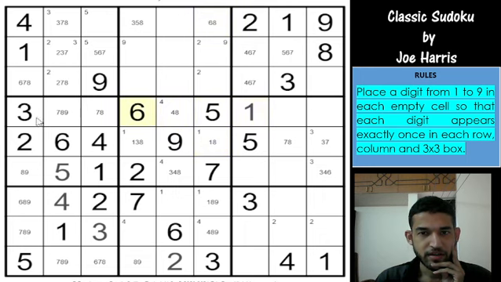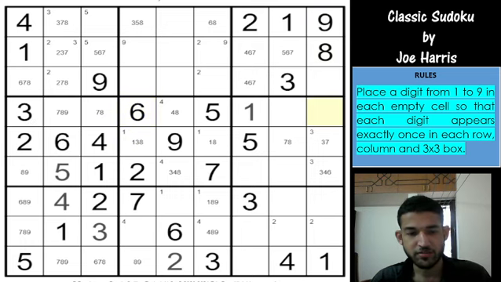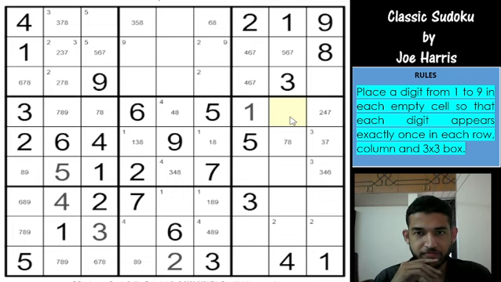1, 5, 3, 6 and 8 and 9, so this has to be 2, 4, 7. Okay, it seems to be a tough Sudoku, guys. Okay, 1, 5, 2, 3 and 4 and 6, so this is 7, 8, 9.